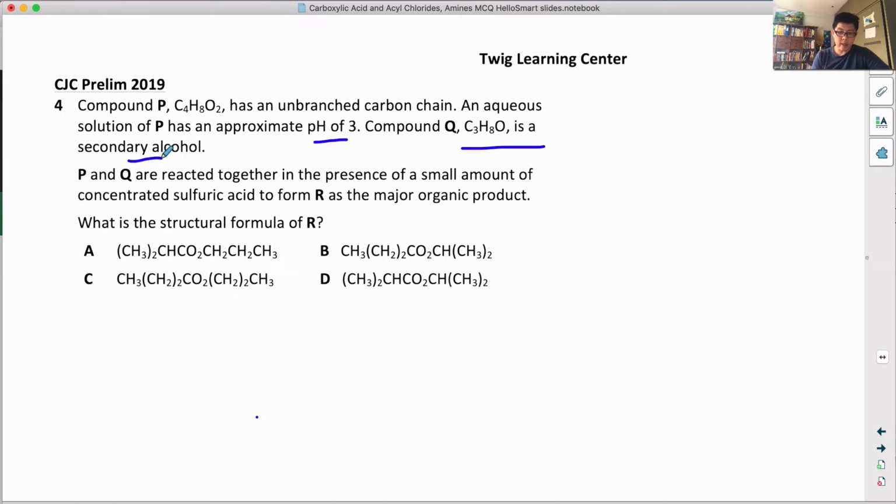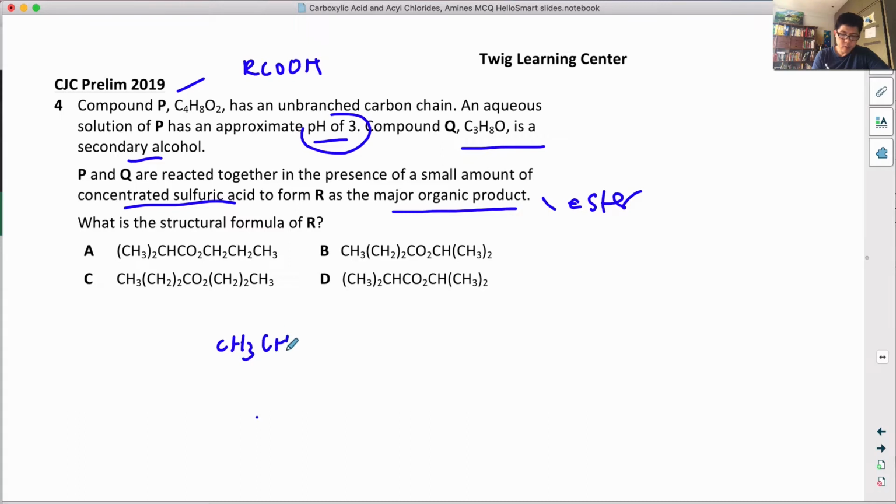So they react together with concentrated sulfuric acid, and then you form a major product, and this major product is your ester. So you probably get an ester over here. Firstly, since the pH is 3, P must be a carboxylic acid. And then it will react with the alcohol to form the ester. Since this is an unbranched chain and there are 4 carbons, I'm going to just draw it out like that. 1, 2, 3, 4. So this is actually P.